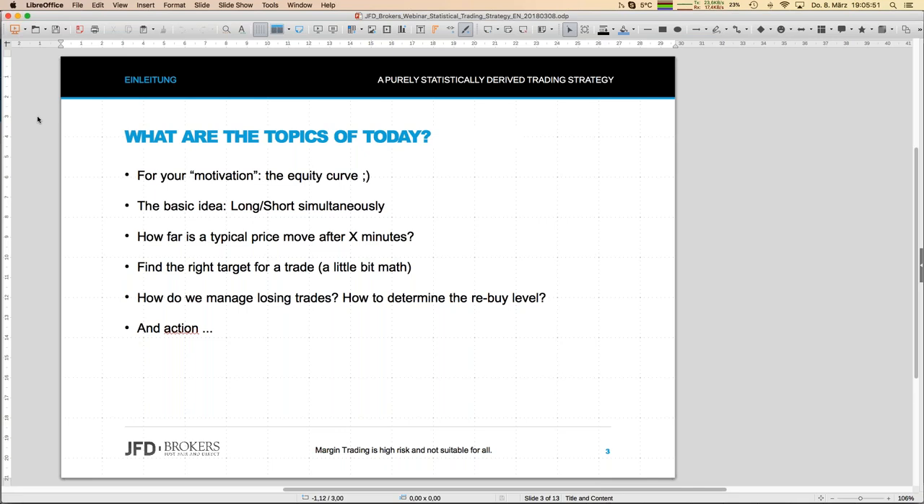And the basic question behind it, which should be answered first, is: what is a typical price move of a specific underlying after some X minutes? So how far can a price move from now, in 5 minutes, 10 minutes, 1 hour, 1 day, typically? Because that universal line will be the input for the later equations and calculations. So the price movement is something which we use here, and there is a typical price movement over time if we disregard the direction.